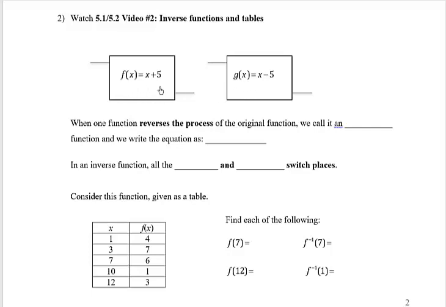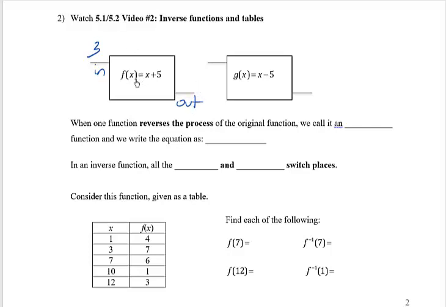My first function machine, f of x, is f of x equals x plus 5, a linear function. And my second function, g of x, is also a linear function. G of x equals x minus 5. Well, let's pick a number and stick it into the in slot of the f function. How about 3? And then let's figure out what comes out.